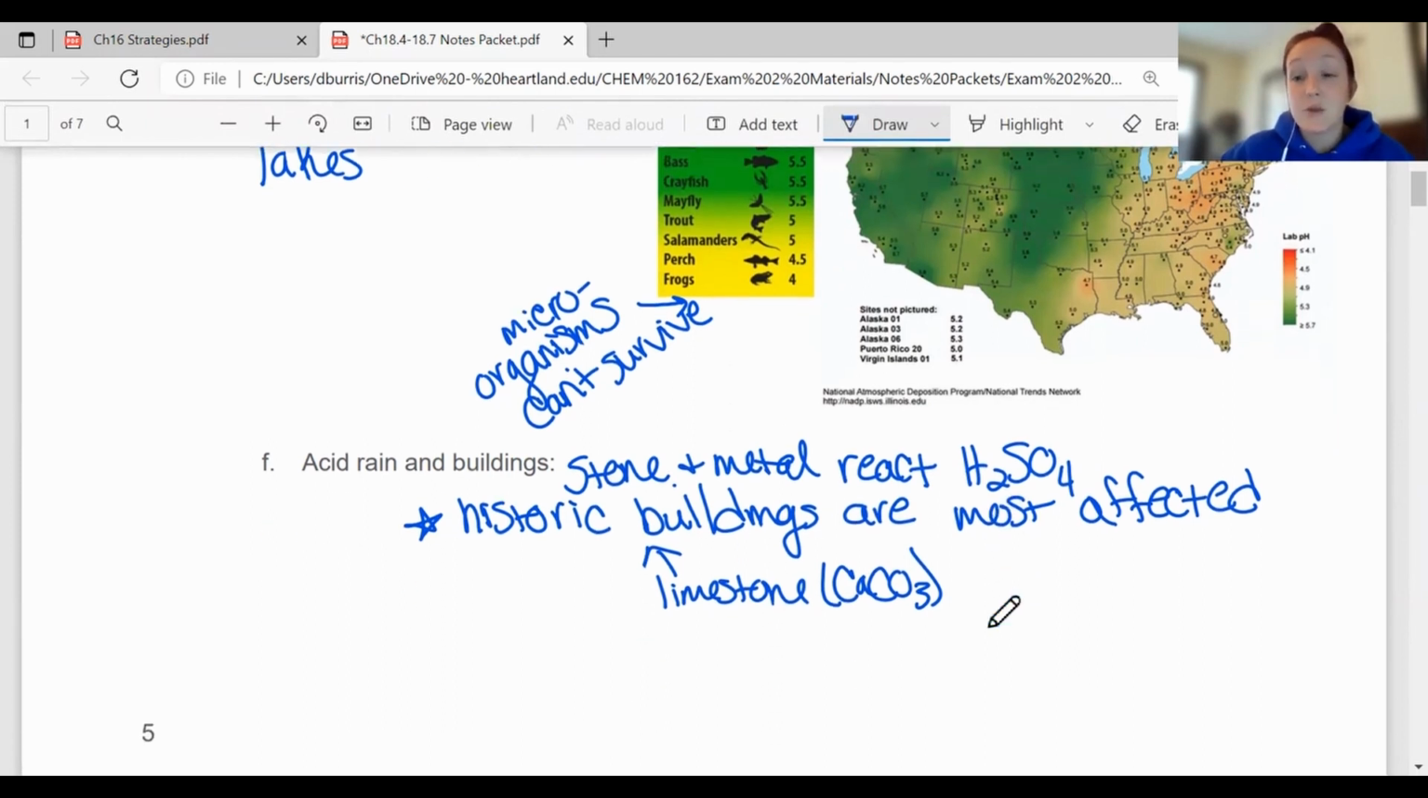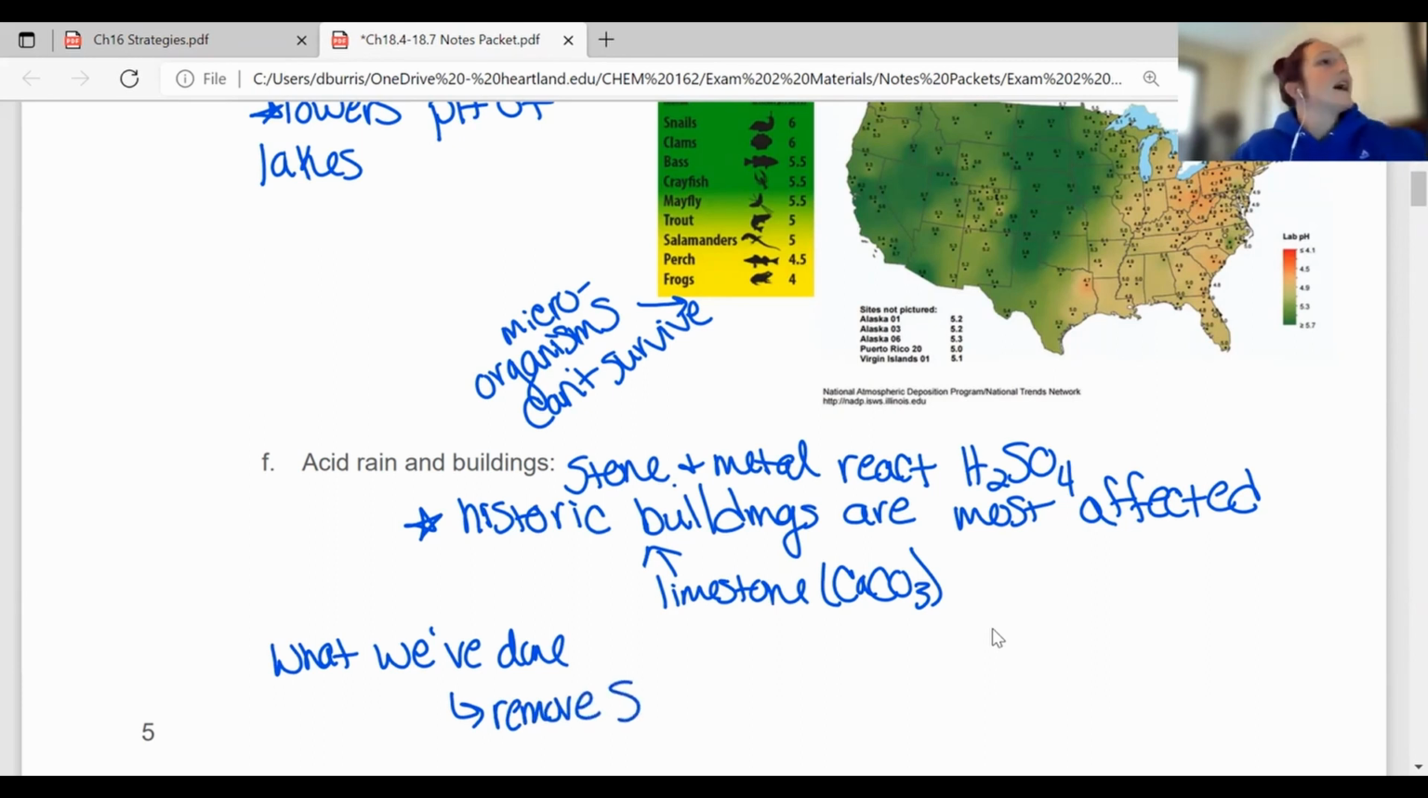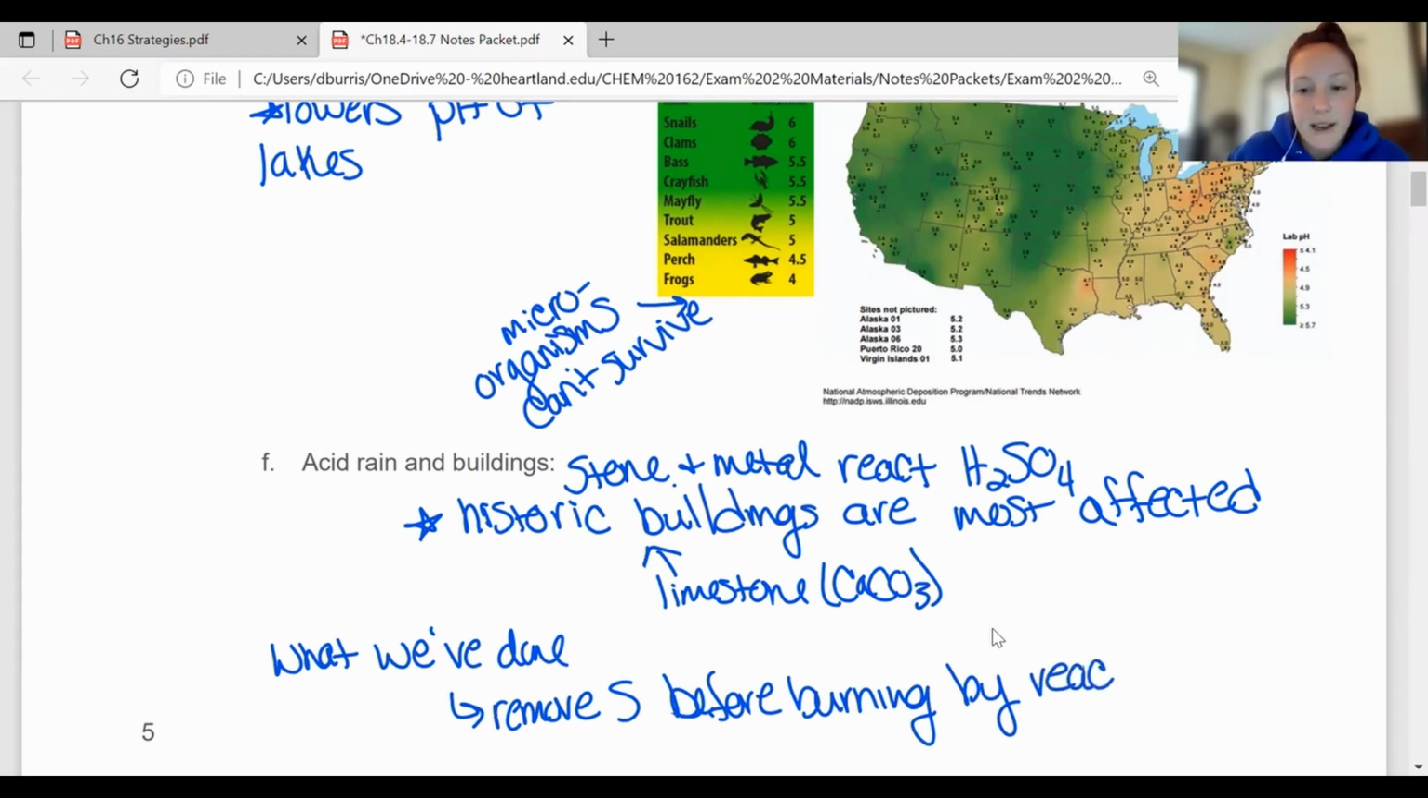Now, this specific reaction we actually started utilizing to try to fix the problem. What we've done is we've tried to take out the sulfur from the coal and oil before we burn it by using limestone. So we try to remove the sulfur. Okay, remove sulfur before burning by reacting with calcium carbonate. And so we can kind of control that.